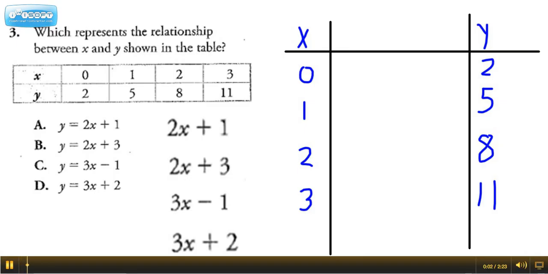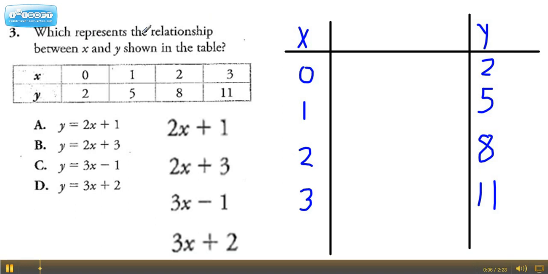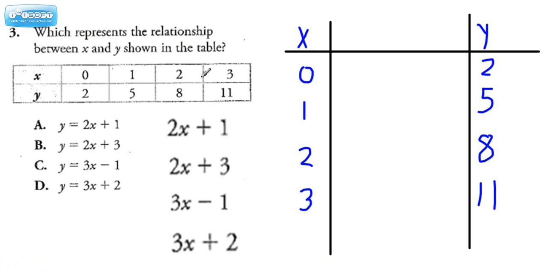Hey everybody, Misty Trick. We're taking a look at question number 3, which represents the relationship between x and y shown in the table. And they give you this. I'm not really a big fan of the horizontal presentation, so what I've done here is I've rewritten it in this format, and leave yourself some room in the middle, because what we're going to do is take each function for each answer choice.